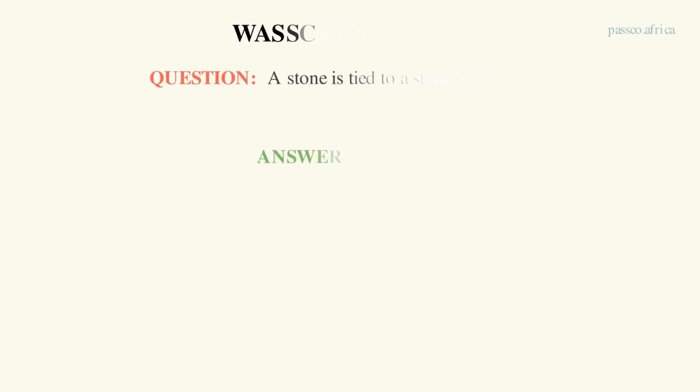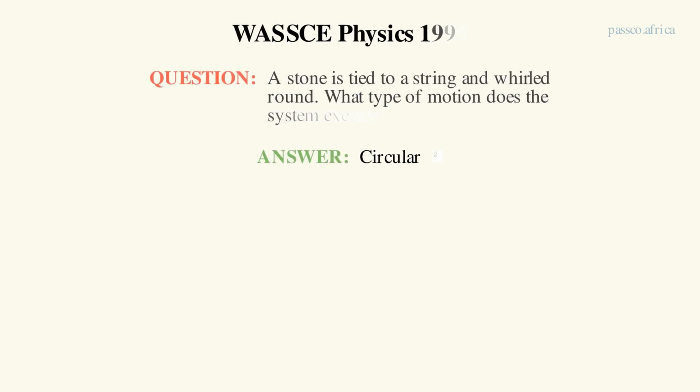Welcome to Passco Africa. Here is the question. A stone is tied to a string and whirled round. What type of motion does the system execute? Now, try it yourself.